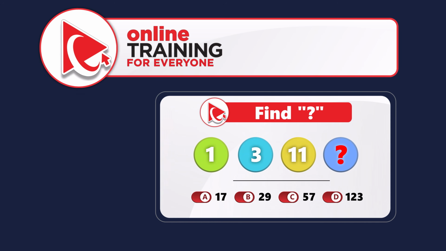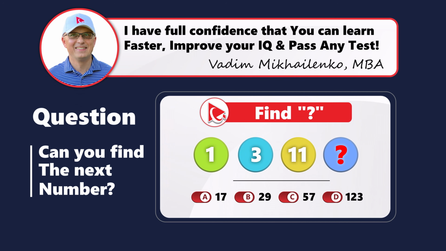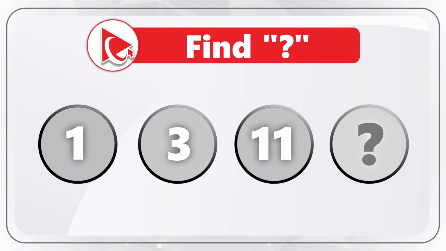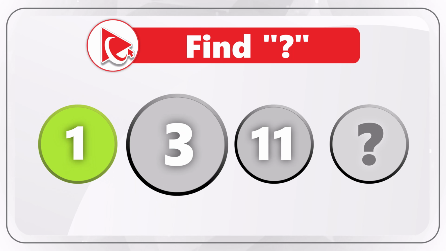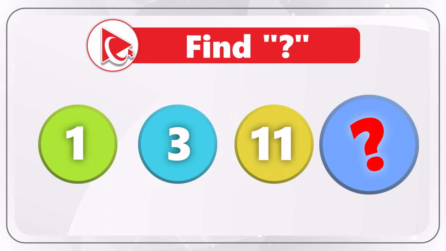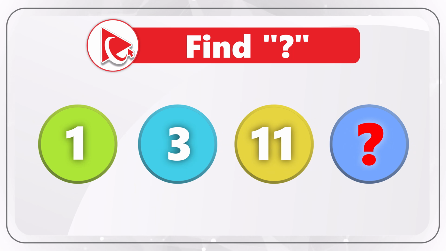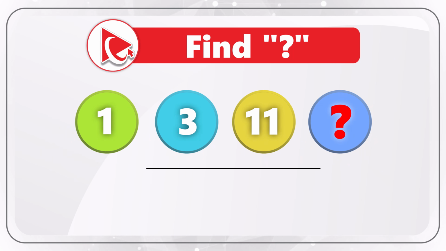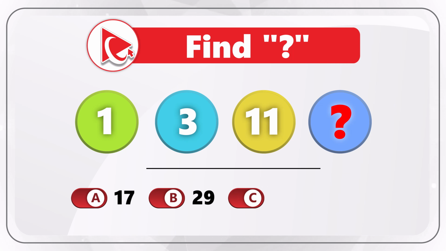Here's the question where you might struggle to get to the correct answer, but I have full confidence that you'll be able to solve this challenge. You're presented with a sequence of numbers. The numbers are 1, 3, 11, and then comes the missing number. You need to determine the missing number and rationalize your solution by selecting one of 4 possible choices. Choice A, 17, choice B, 29, choice C, 57, and last but not least, choice D, 123.